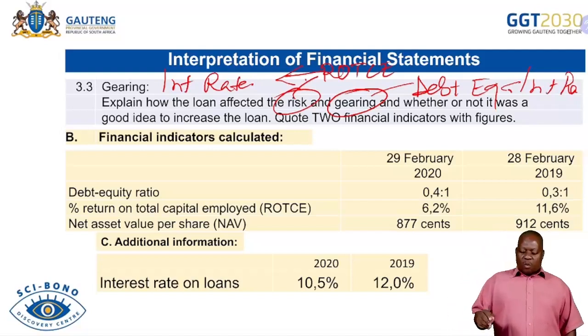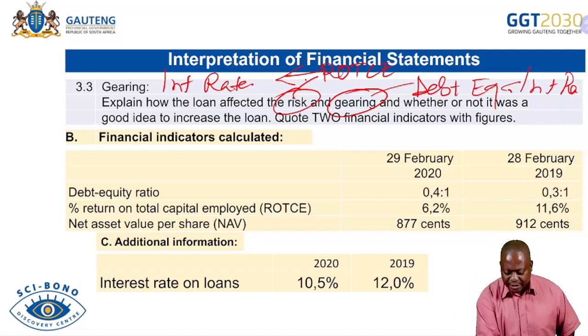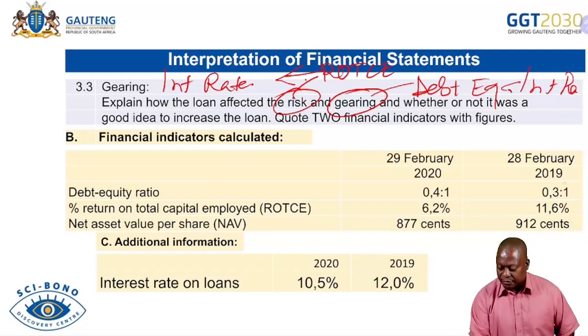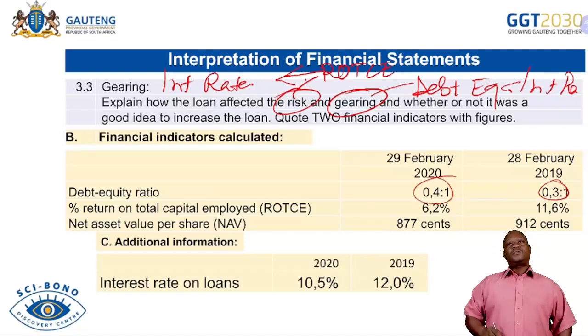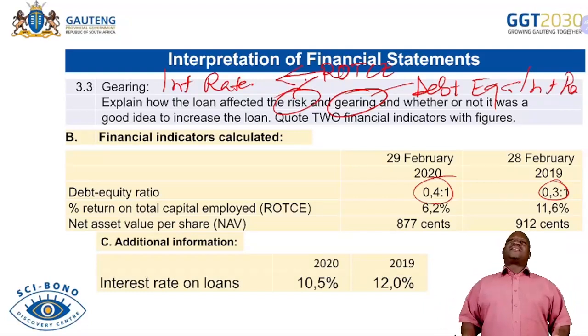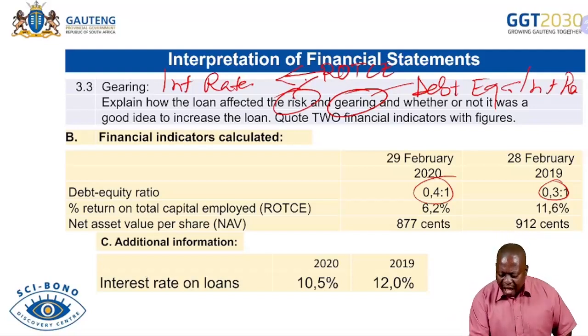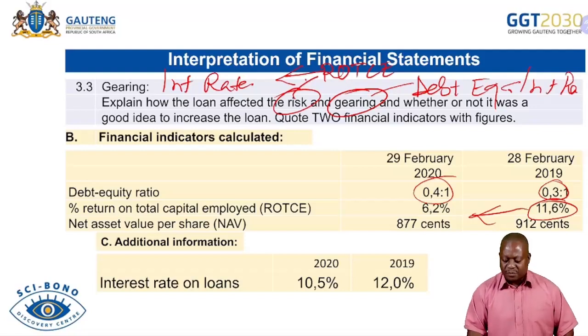Now, when we are commenting, there is the first part of the comment. Let's comment on debt equity alone. So it changed from here to here. That's it. But is this a good thing? Our business is still low geared. When it's low geared, it means we can still borrow, right? Because we are still creditworthy. But let's check here. Are we benefiting from borrowing? Because our percentage return decreased from 11.6 to 6.2.